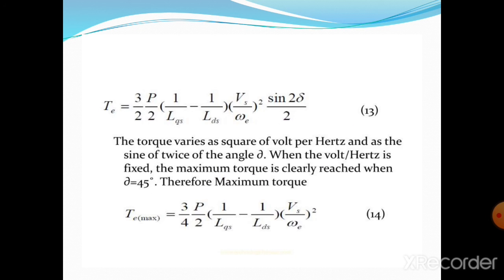We get the final value, T is equal to the torque equation. T is equal to 3 by 2 into P by 2, into (1 divided by LQS minus 1 divided by LDS) into (Vs divided by omega E) the whole square, into sin 2 delta divided by 2.